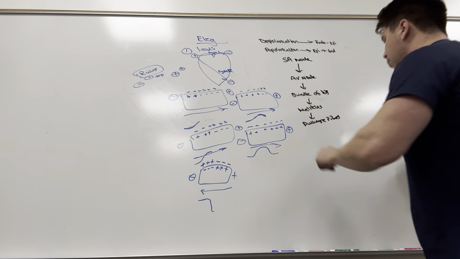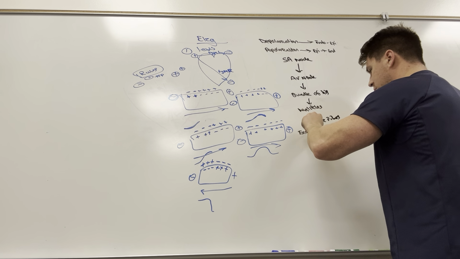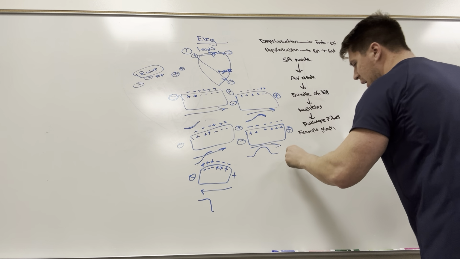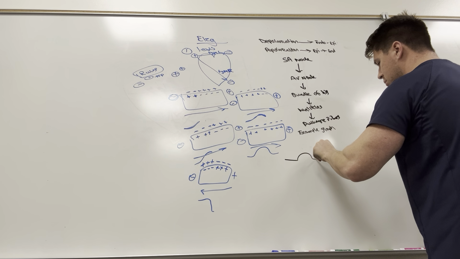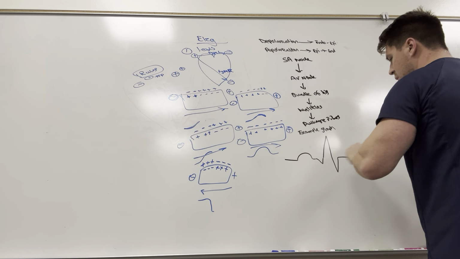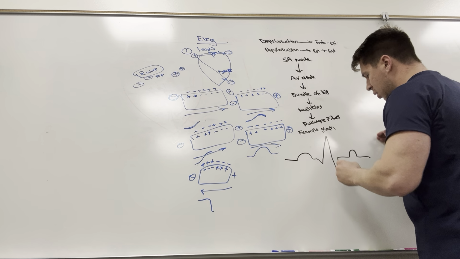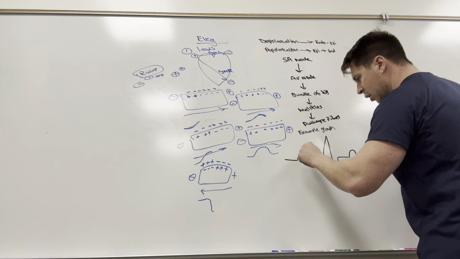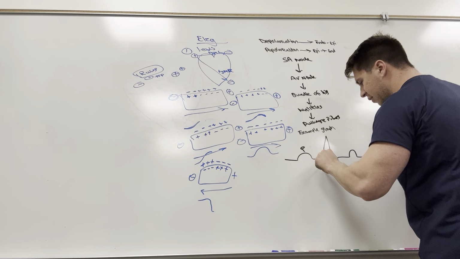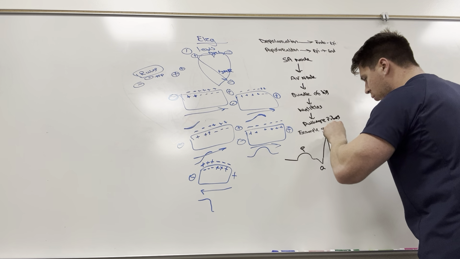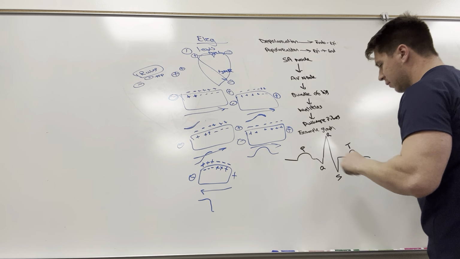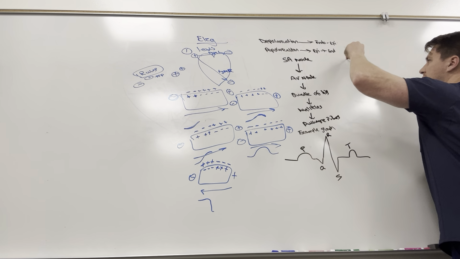Okay, so an example graph of this that we want to know is this. This is a normal heartbeat on an EKG. Right here, we have our P wave, then we have our Q wave, and our R wave, and our S wave, and our T wave. Okay, and I'm going to explain what each of those mean.